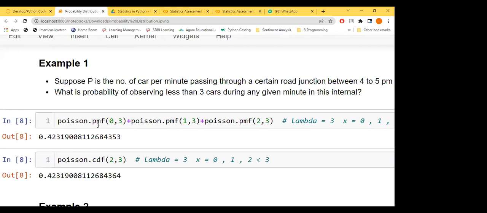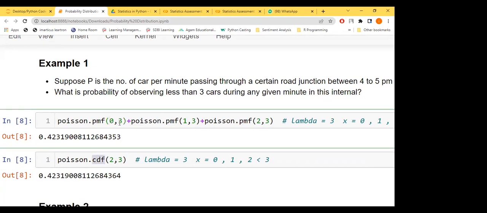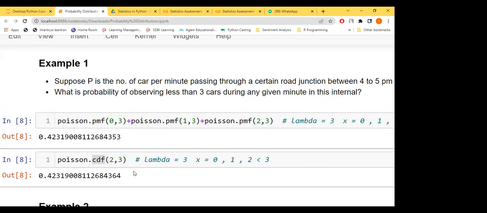So here I check for 0, I check for 1, and I check for 2. So we get the answer as 0.42, which is 42%. Same way, I either do it one by one or automate using CDF. First we write the value of x, then we write the lambda parameter. Compare the answer, guys. Check with your book. So guys, the answer matches.